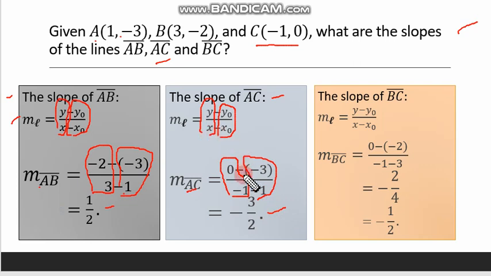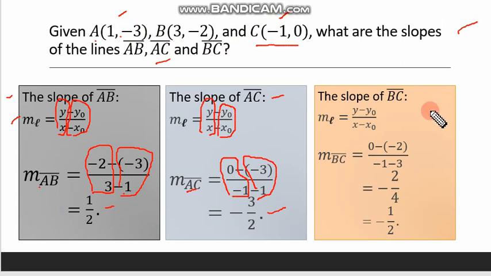Again, you can interchange the coordinates of the points. Either you can assign the point A as your x and y, while the C as your x sub 0 and y sub 0. We could derive the same result.